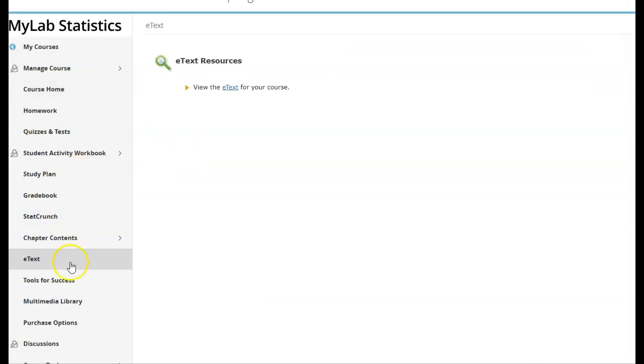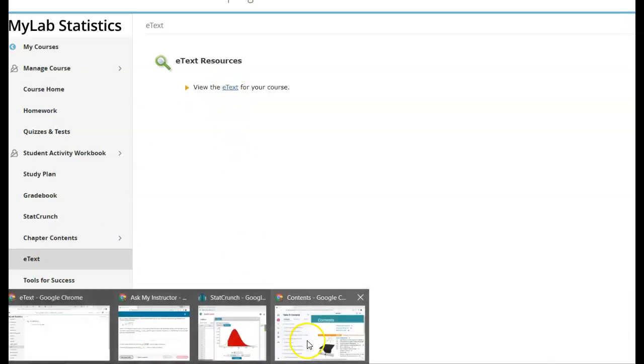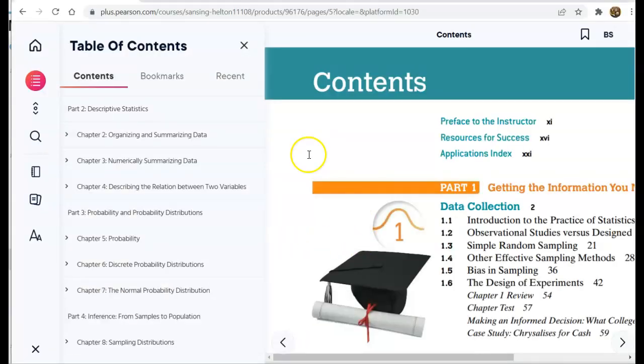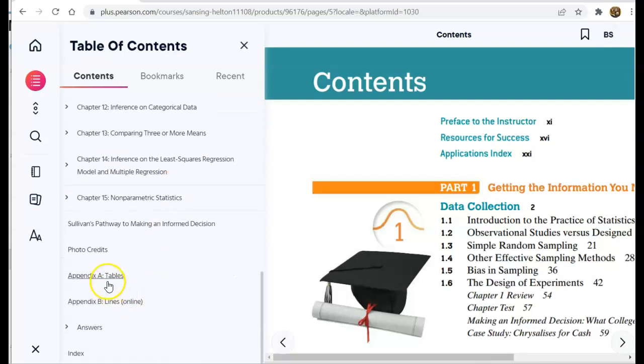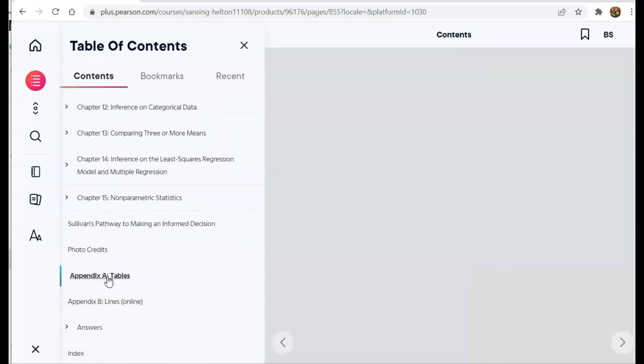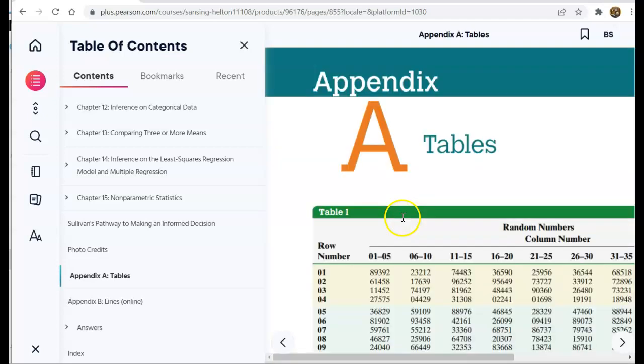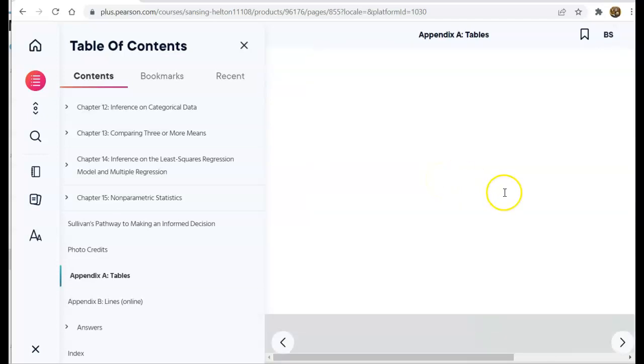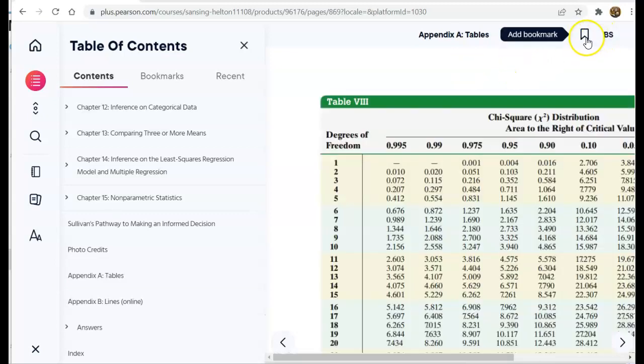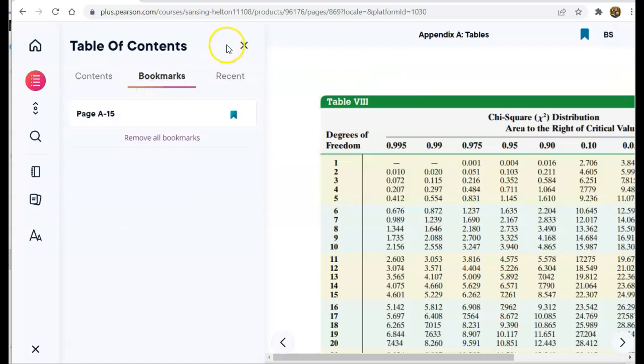Here in MyLab Statistics, you click on eText on the left here. You can view the eText for your course. It opens up another window. In the window, if you click on this little icon here, we get a table of contents. We scroll all the way down to Appendix A, which has all of our tables, and then we're looking for Table 8. Okay, here we are at Table 8. You can always bookmark it so that later you can just find it by going to your bookmarks.